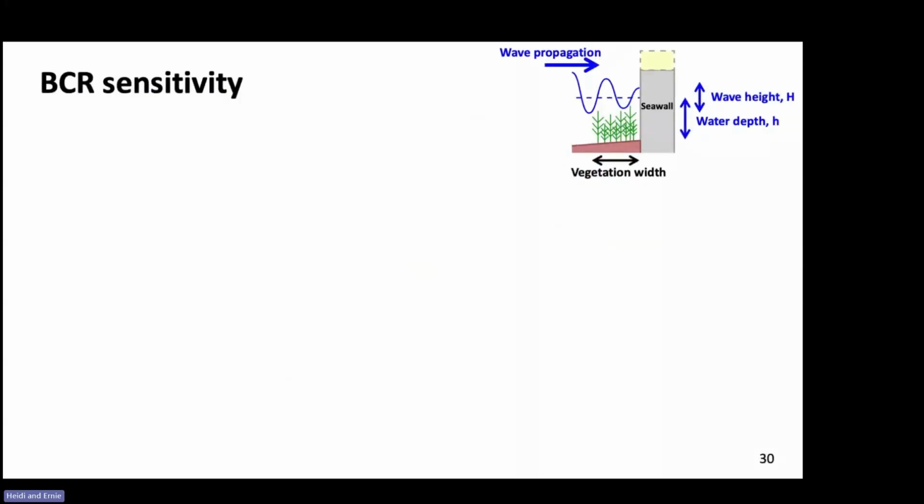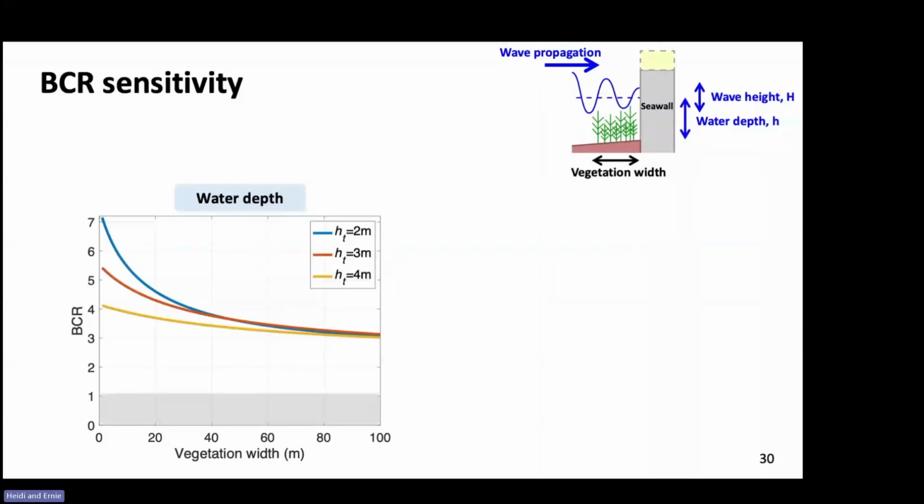So with this schematic, we played with different values of that input to see how sensitive they are on the benefit cost ratio. Here, the first one I'm showing is the variability in water depth. We're testing for water depths of 2 meters, 3 meters, and 4 meters. This is the same scenario that Heidi has shown with vegetation of 1.3 meters tall. The x-axis here is vegetation width. The y-axis is the benefit cost ratio.